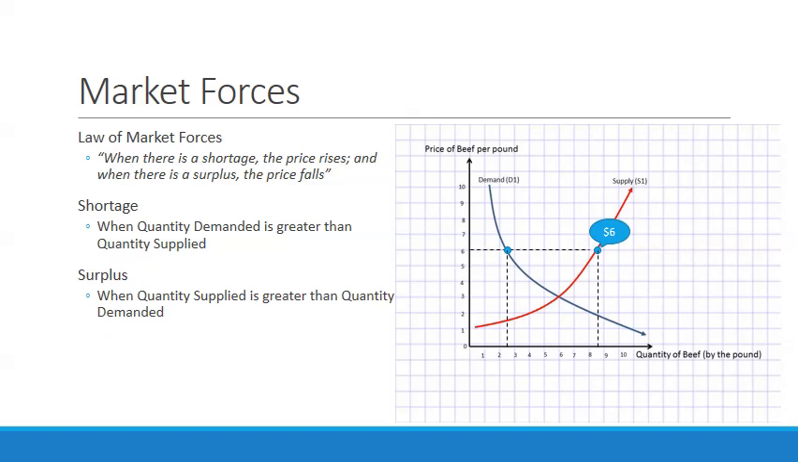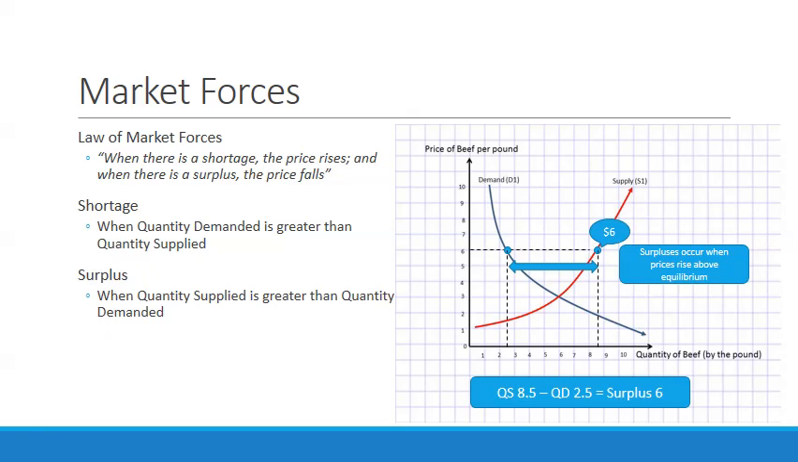So when price increases, quantity supplied increases, quantity demanded decreases. And here's the difference between the two. So quantity supplied is 8.5, quantity demanded is 2.5, and we end up with a surplus of 6. So what's that tell us? It tells us that surpluses occur when prices rise above equilibrium.